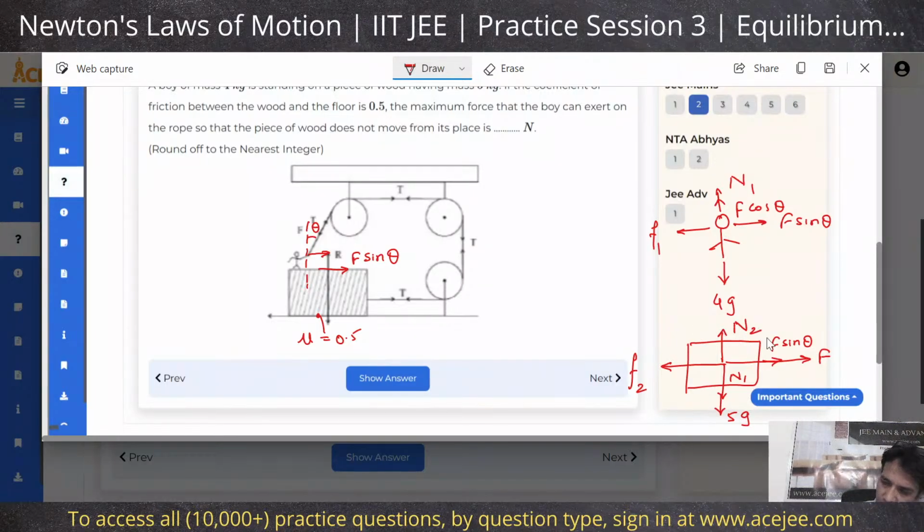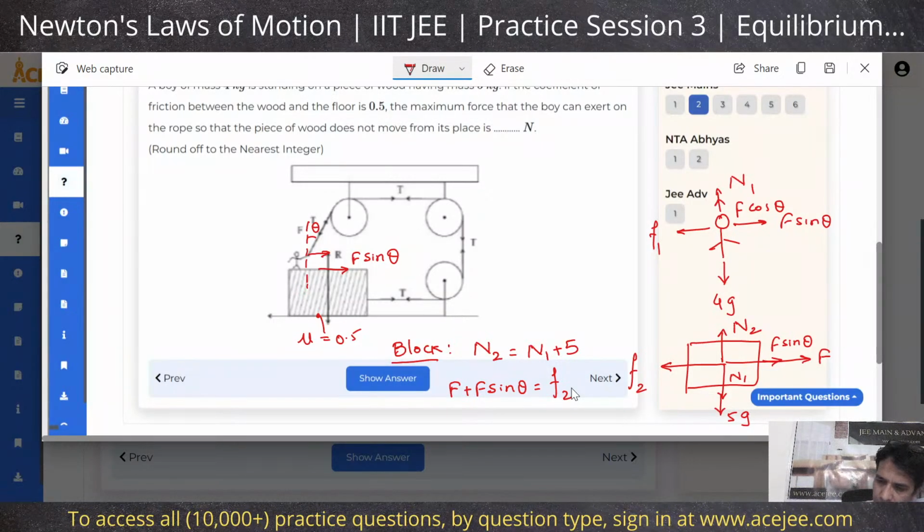So for the block, if I do the force balance, N2 is equal to N1 plus 5. And in the horizontal direction, F plus F sine theta will be equal to F2. Right?